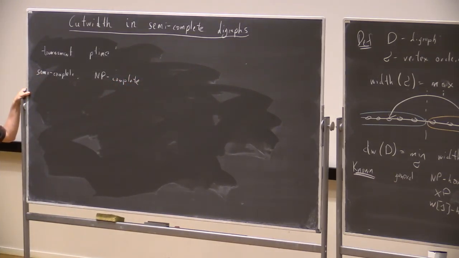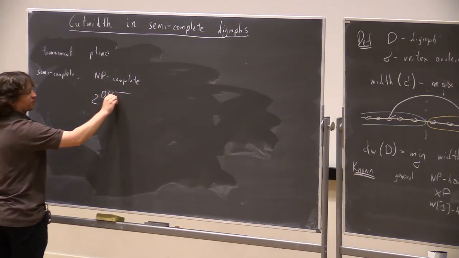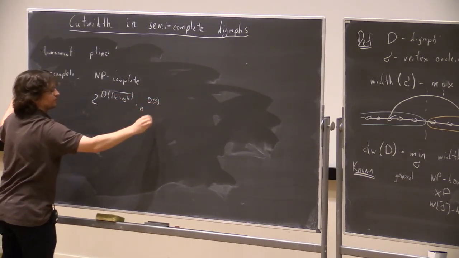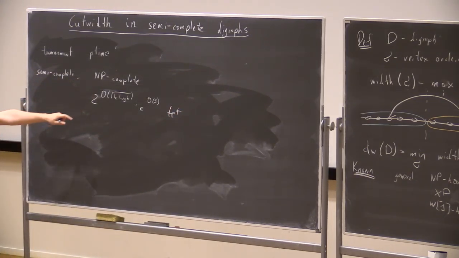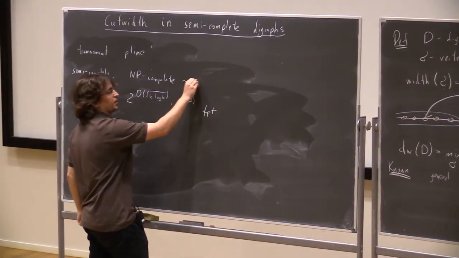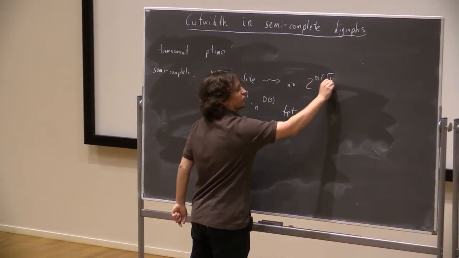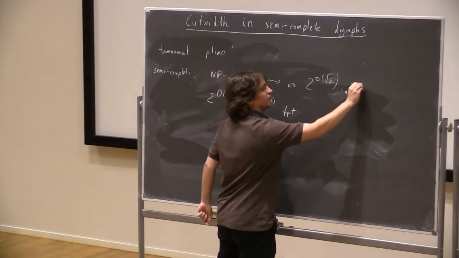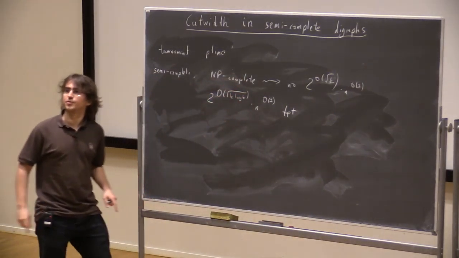However, it admits a very efficient FPT algorithm with running time 2 to the order of square root of k log k times polynomial in n. So a sub-exponential time, where k is the width. And this is close to being optimum, because this NP-completeness proof under ETH excludes a 2 to the small o of square root of k FPT algorithm. So we are only the square root of log k short of getting a tightness result.